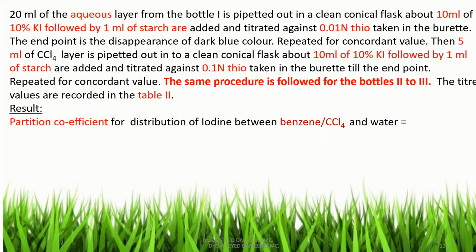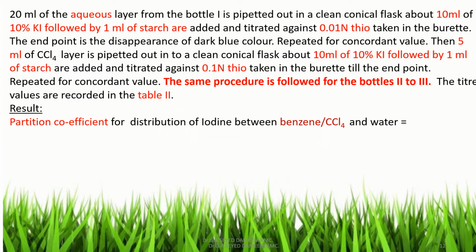Then 5 ml of organic layer is pipetted out into a clean conical flask. About 10 ml of 10% KI solution followed by 1 ml of starch are added and titrated against 0.1 N thio taken in the burette till the end point. Here the end point is the disappearance of dark blue color, repeated for concordant value.